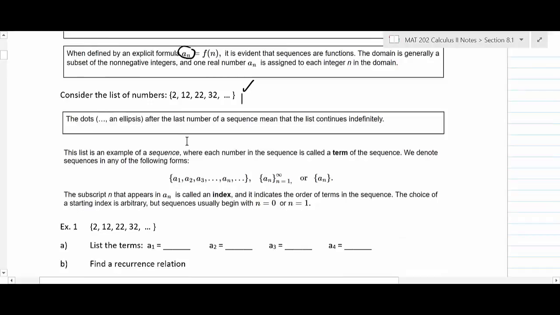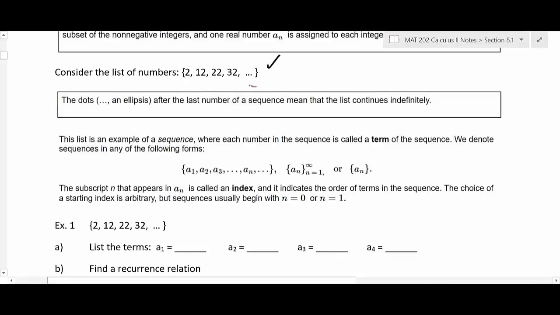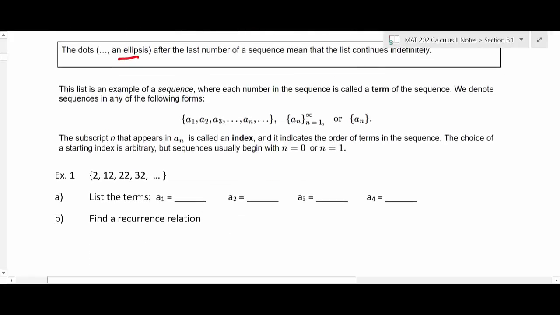Now, I want to get you comfortable with a couple of ideas. When we write these 3 dots, we call that an ellipsis. That just means it goes on forever with that pattern. So this is an infinite sequence of numbers. What we generally do is write this like this, and what that's doing is going from 1 to infinity. In this sequence in example 1, n is called the index, and generally it starts with 0 or 1. Most of the time n is going to start with 1.